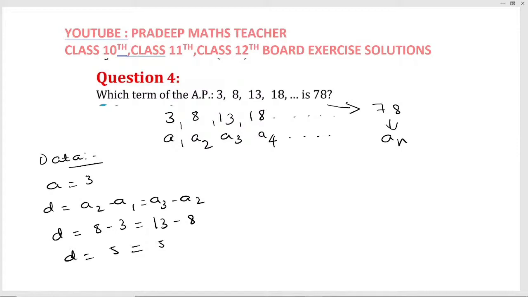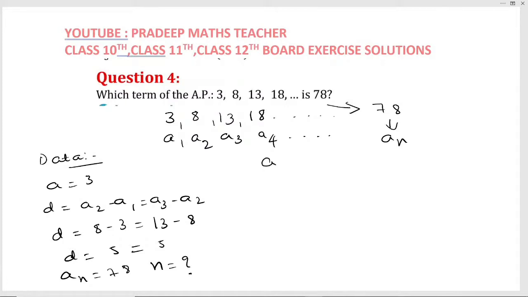Now here what I have said is this will become the last term. In this AP they have given up to 78. So this will become the last term. So AN is 78. Now what you need to find, as I said, is which term will become 78. That is what you need to find. So N equals question mark. Okay, so now here is the data. Now I'll write the formula.